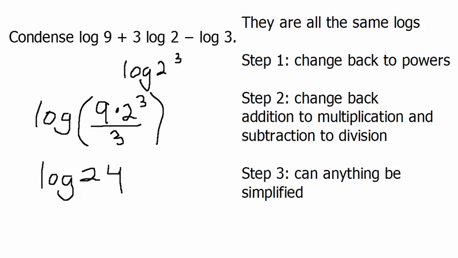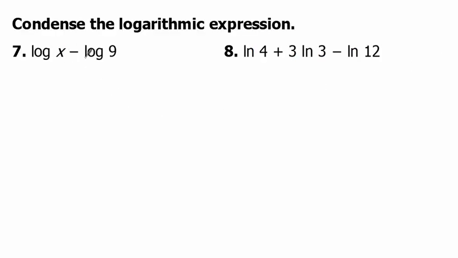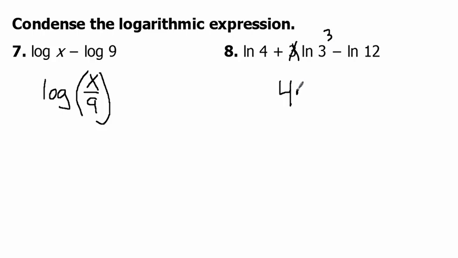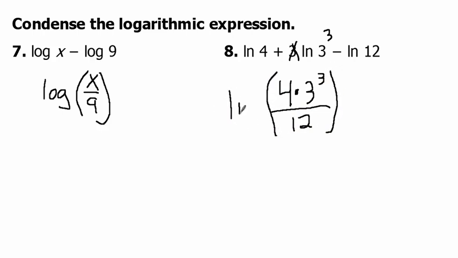Let's do some more like those. I see subtraction, and subtraction is going to be division. So x is on the top, 9 is on the bottom, and it is common log, which is base 10. All of these terms are going to go inside except for this one here. I'm going to switch it to a power. So I'm going to have 4, because it's plus, it's times. I know, sounds a little weird, doesn't it? And divided by 12. Those are all inside natural log.